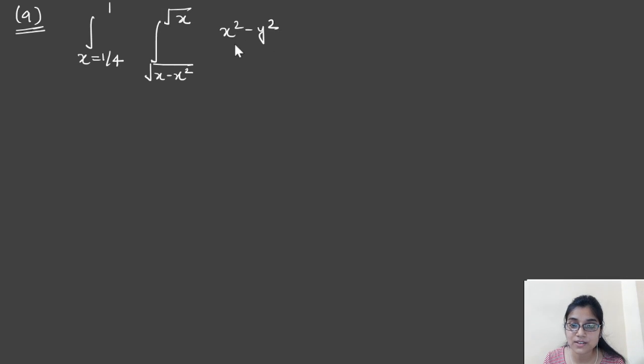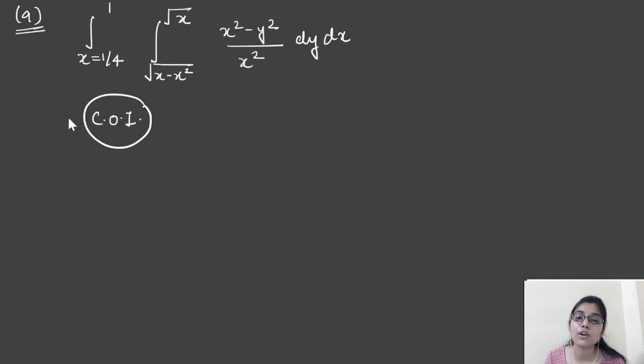But no problem. It's my duty to give something to you to solve as homework, so that's what I'm giving you. So in this case, your x is from 1 by 4 to 1, and then your y is from square root of x minus x square to root x. This is your x square minus y square, and then you have x square. This is your dy dx. Okay, this is your root x minus x square. Try to solve this question with the help of change of order of integration.